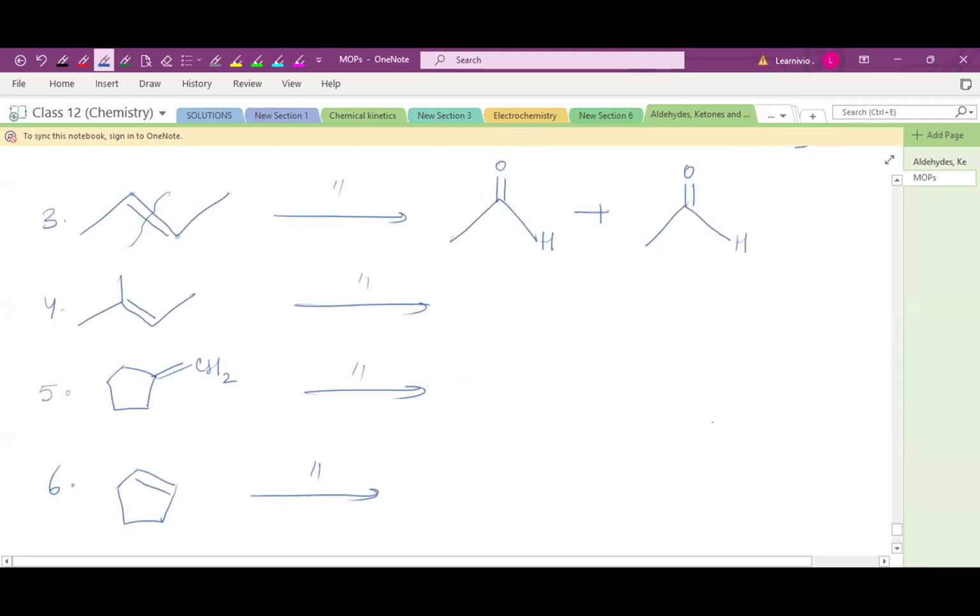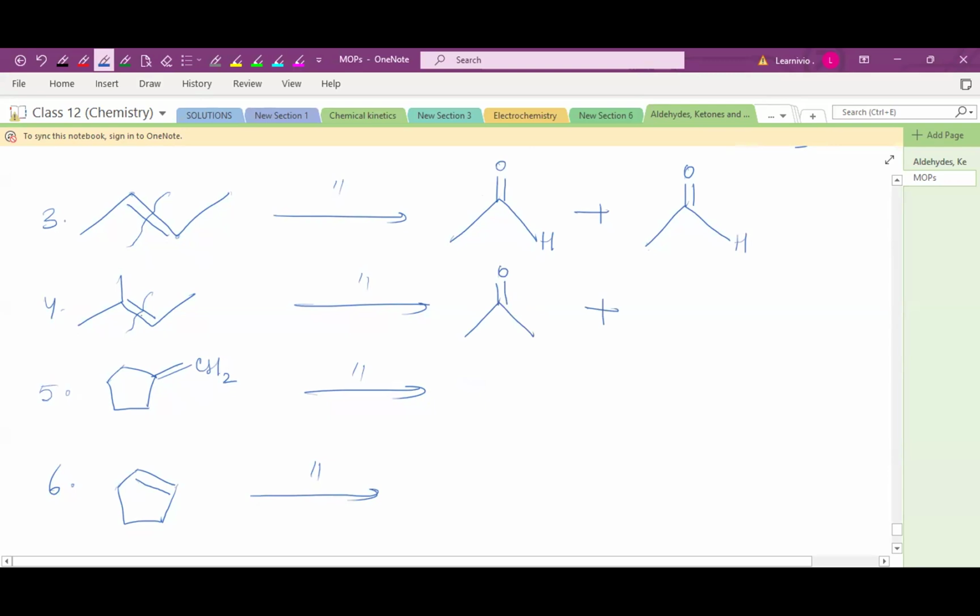Okay, fourth one. The fourth one is again simple. Just break the bond and attach the oxygen to both carbons. So this is one, two. Let me attach this slide. When you attach this, you get CH3, and here, between the second carbon, you have to attach the oxygen. So it will give you acetone.